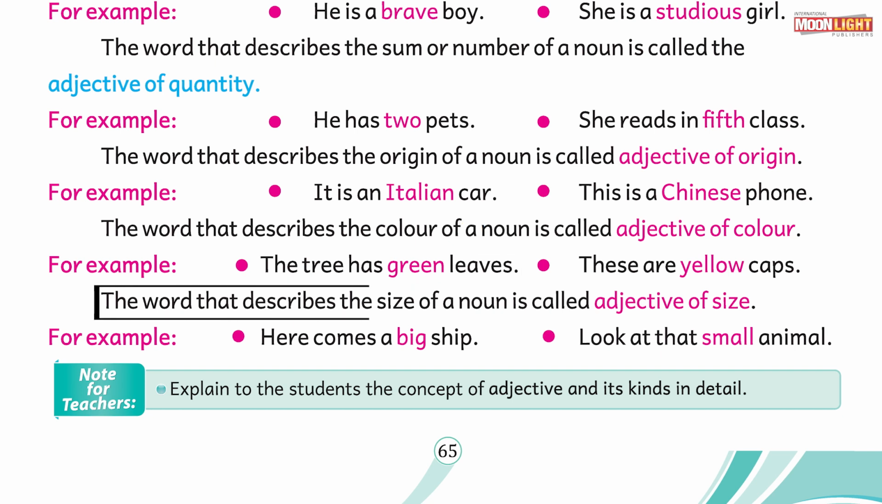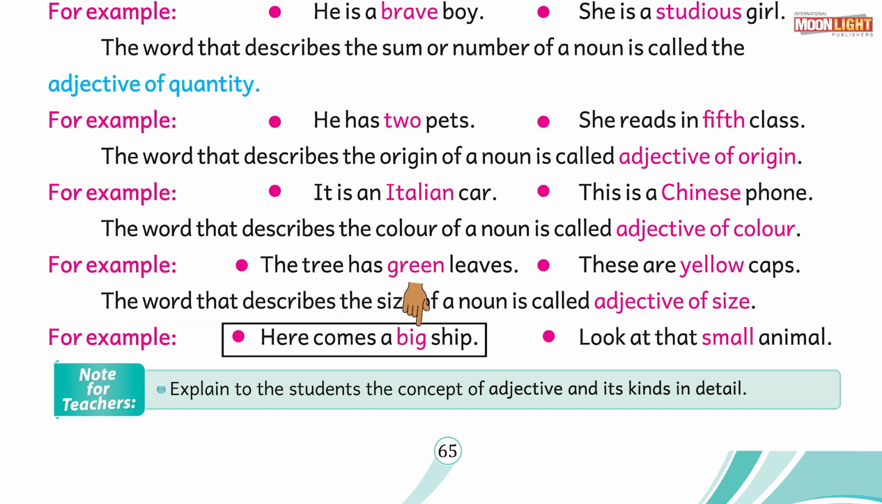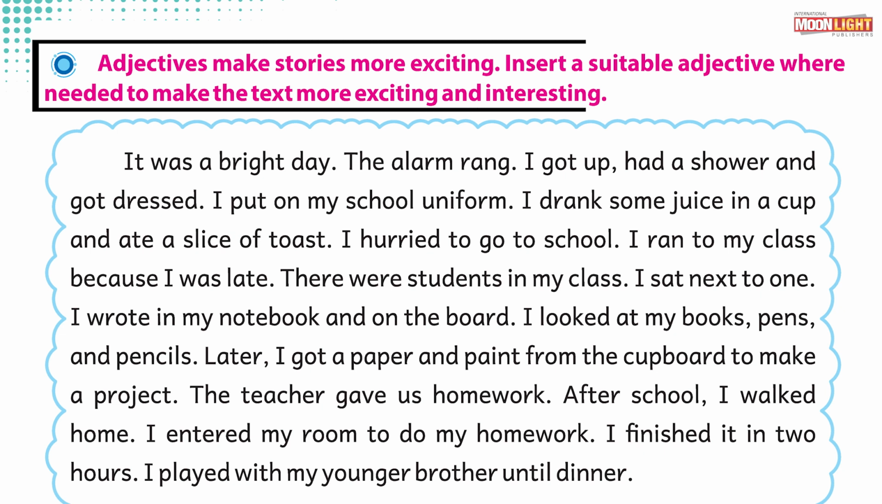The word which tells the size of the noun is called an adjective of size. Like, here comes a big ship. So big is the word which is describing the size of the ship. It means big is the adjective of size. I hope, students, that you have understood the types of adjectives very well. Now you have been given a paragraph on page number 66. It's written without adjectives. Now it's your time to reread the paragraph and add the adjectives where you can.